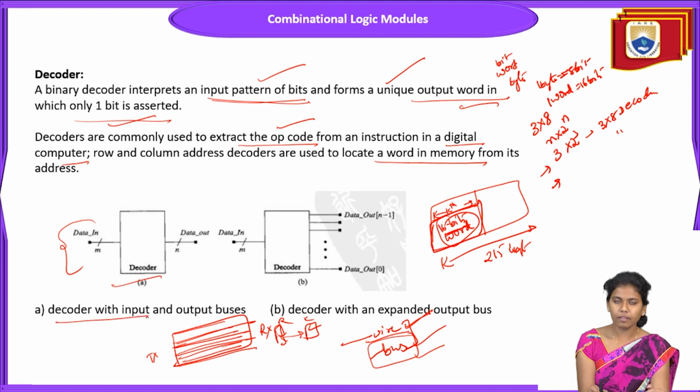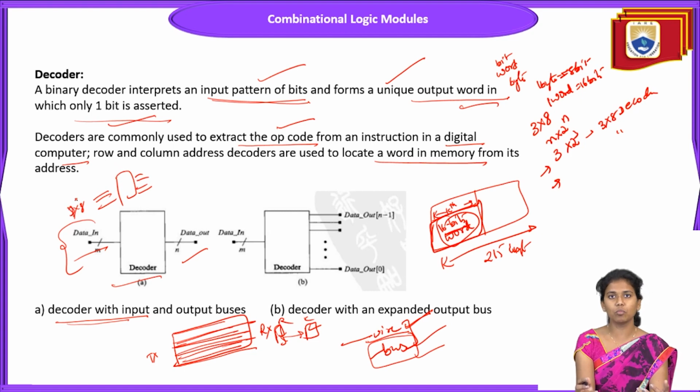So here in this example, we have a decoder with input and output buses. We have the data input and the data output. For example, for a 3 to 8 decoder, we consider 3 inputs and 8 outputs, right? Sometimes, instead of 3 inputs, we may consider more inputs, that is n to 2 power n decoder. So with n inputs, you have to obtain 2 power n outputs. In such cases, instead of using wires, we use buses.